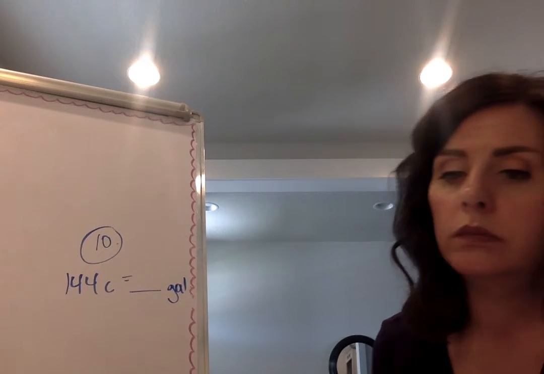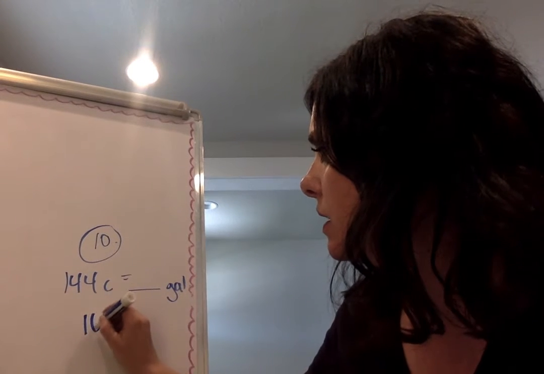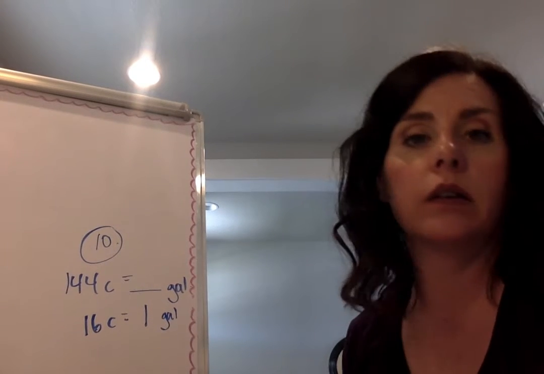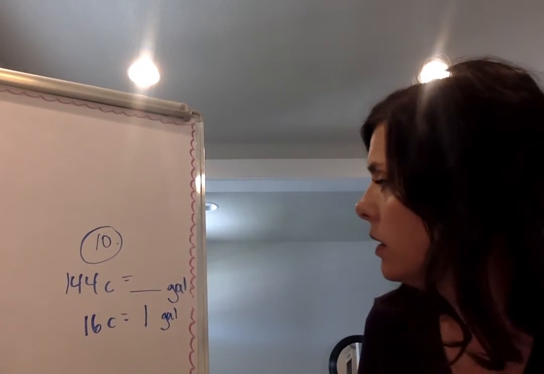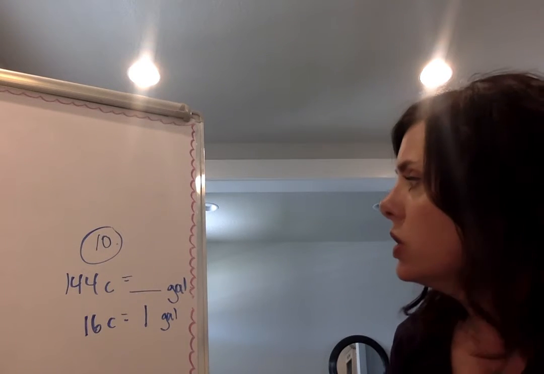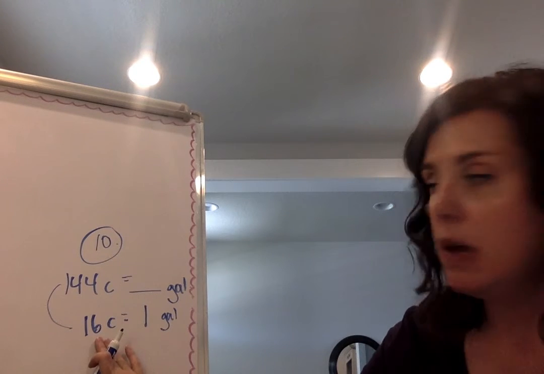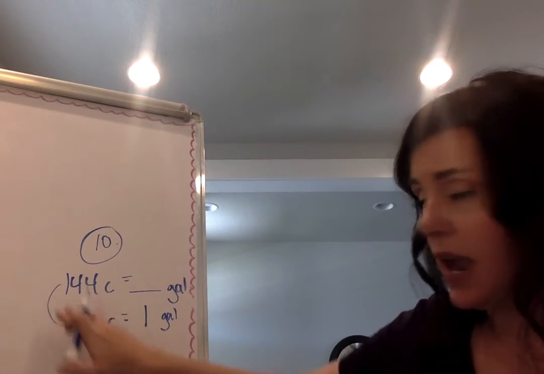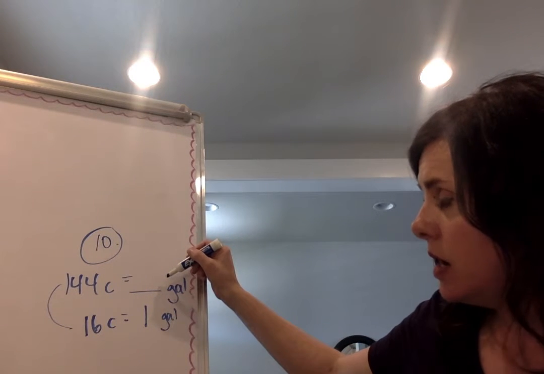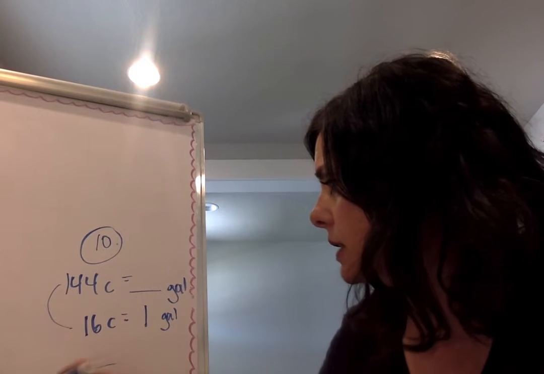Okay. Well, now we look back up at the top, and it tells me that 16 cups equals 1 gallon. Okay. Well, I like to use my relationships again to show. So, how did I get from 144 to 16? Because whatever I do there is exactly what I have to do on this side. So I would have to do 144 divided by 16.